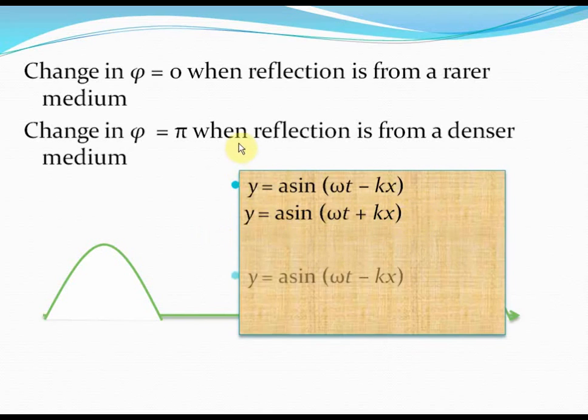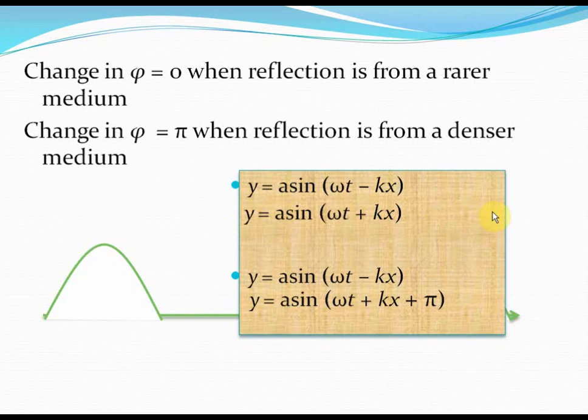When the reflection is from a denser medium, that is, the wave is traveling from a rarer medium to a denser medium, then the equation will change from y equal to A sine omega t minus kx to y equal to A sine omega t plus kx plus pi. This plus pi is the extra phase angle that will be added to the wave when the wave gets reflected from a denser medium. That is, the wave is coming from a rarer medium, it is encountering a denser medium like air, and then it's getting reflected back into wood.